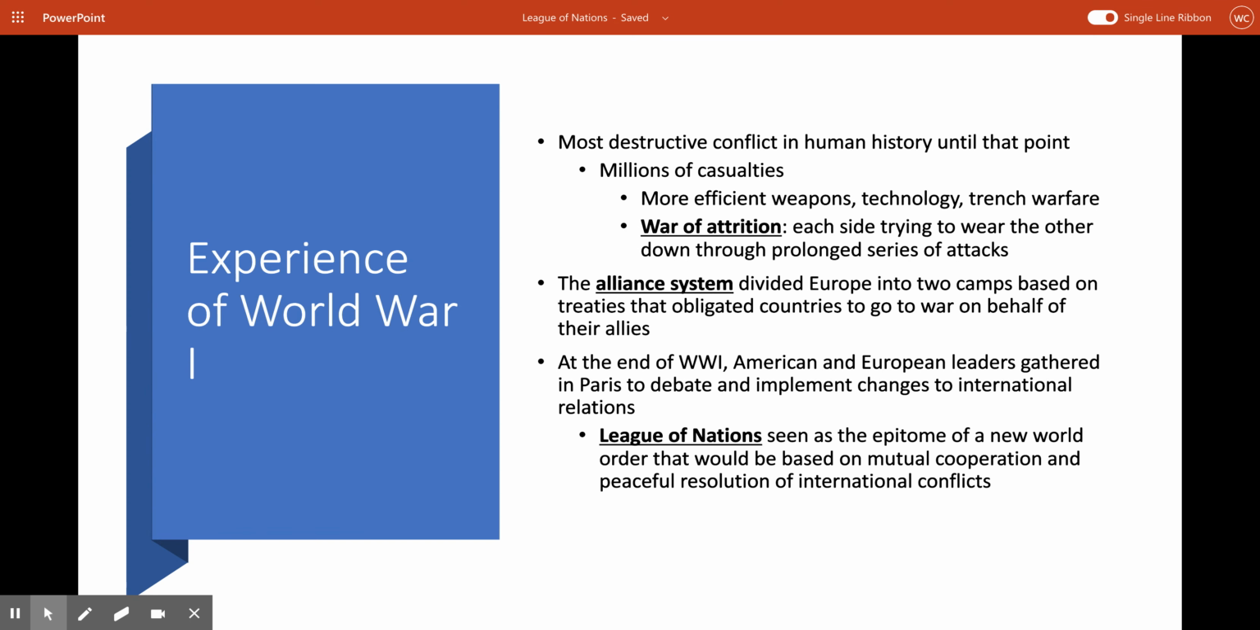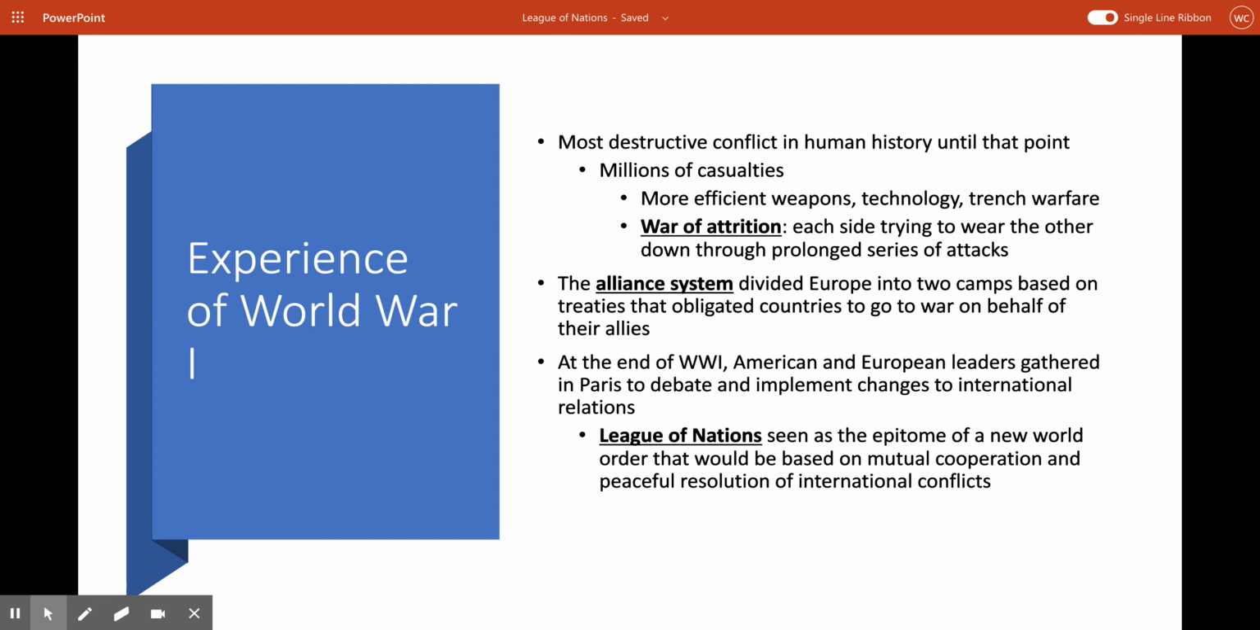The industrial and technological sophistication of weapons created a deadly efficiency of mass slaughter throughout the war, right? Remember the new technologies that were created. It helped to make the war more destructive and deadly. The nature of this war was different from previous wars as well. It was really one of attrition. Each side really attempted to wear the other down through a series of prolonged small scale attacks. And these battles often resulted in a stalemate where both sides really didn't gain any ground, but in the process, thousands of people had been killed.